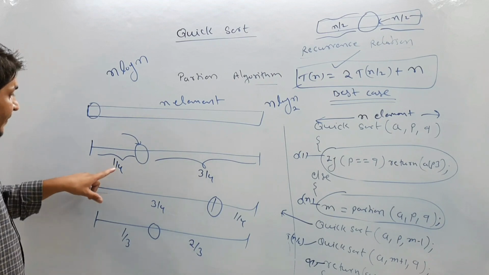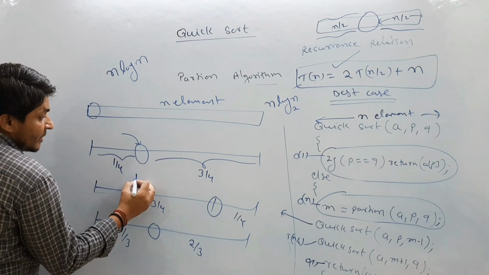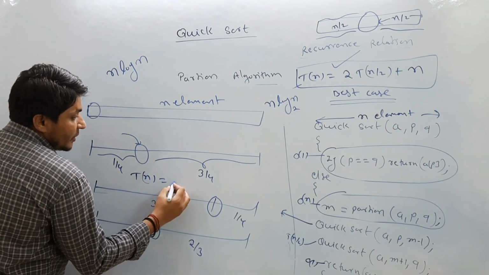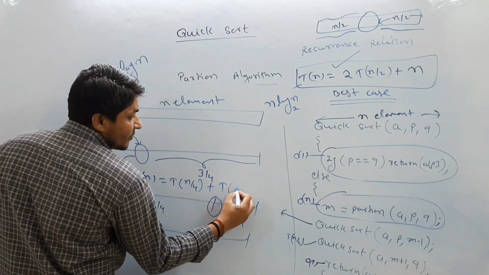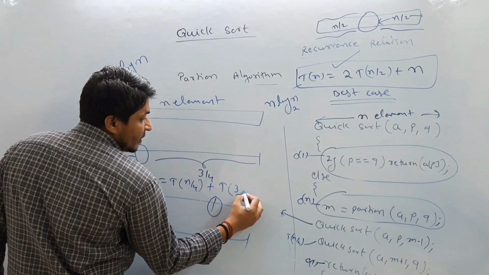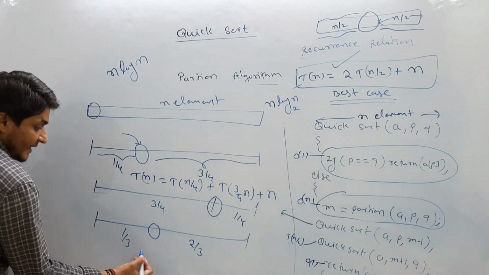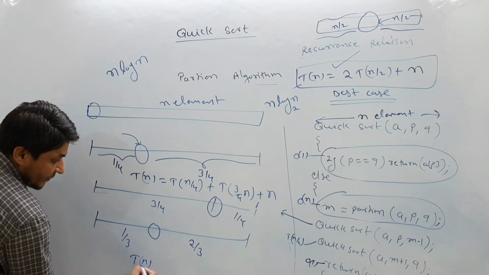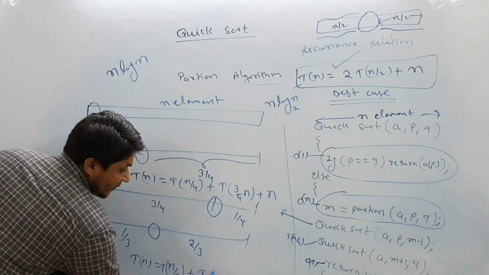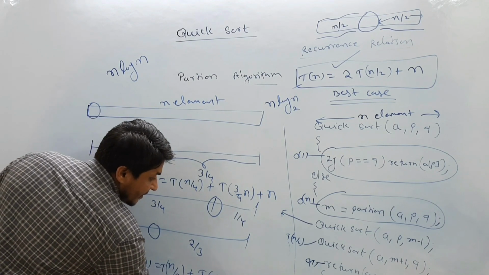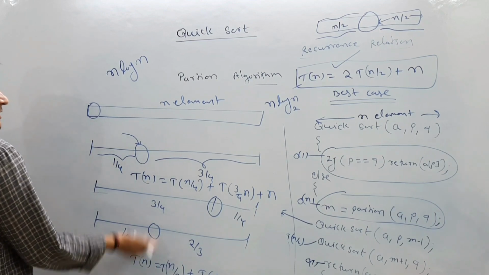It means, if I try to write the recurrence relation for this particular case, what will the recurrence relation be? T of n equals T of n upon 4 plus T of 3n by 4 plus the partition algorithm time n. And if I write the recurrence relation for the other case, it is going to be T of n equals T of n upon 3 plus T of 2 by 3 n plus the partition time. So this is the recurrence relation for this particular case, and this is the recurrence relation for that particular case.